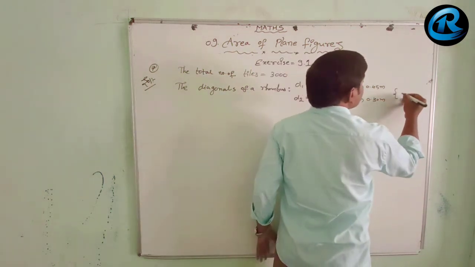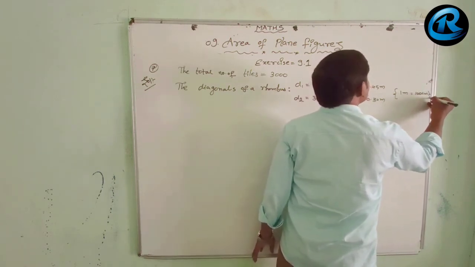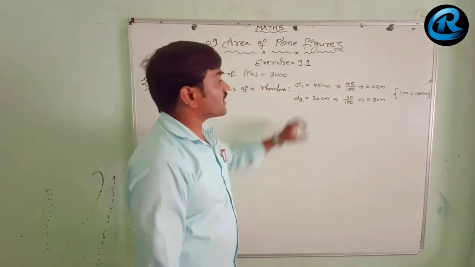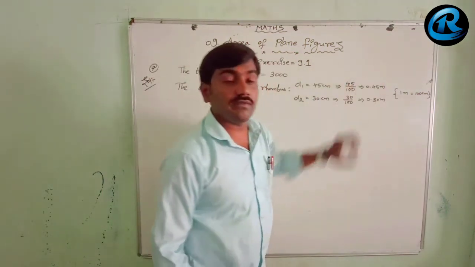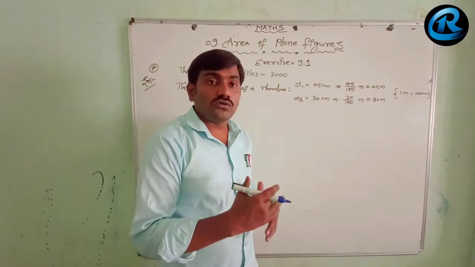But why have we done this? Because 1 meter equal to 100 centimeters. కనుక ఈ సెంటీమీటర్స్ ని మీటర్ లో చేంజ్ చేసినాం. ఎందుకు? మనకు ఫ్లోరింగ్ చేసేవాడు ఎందులో అడుగుతున్నాడు డబ్బులు?